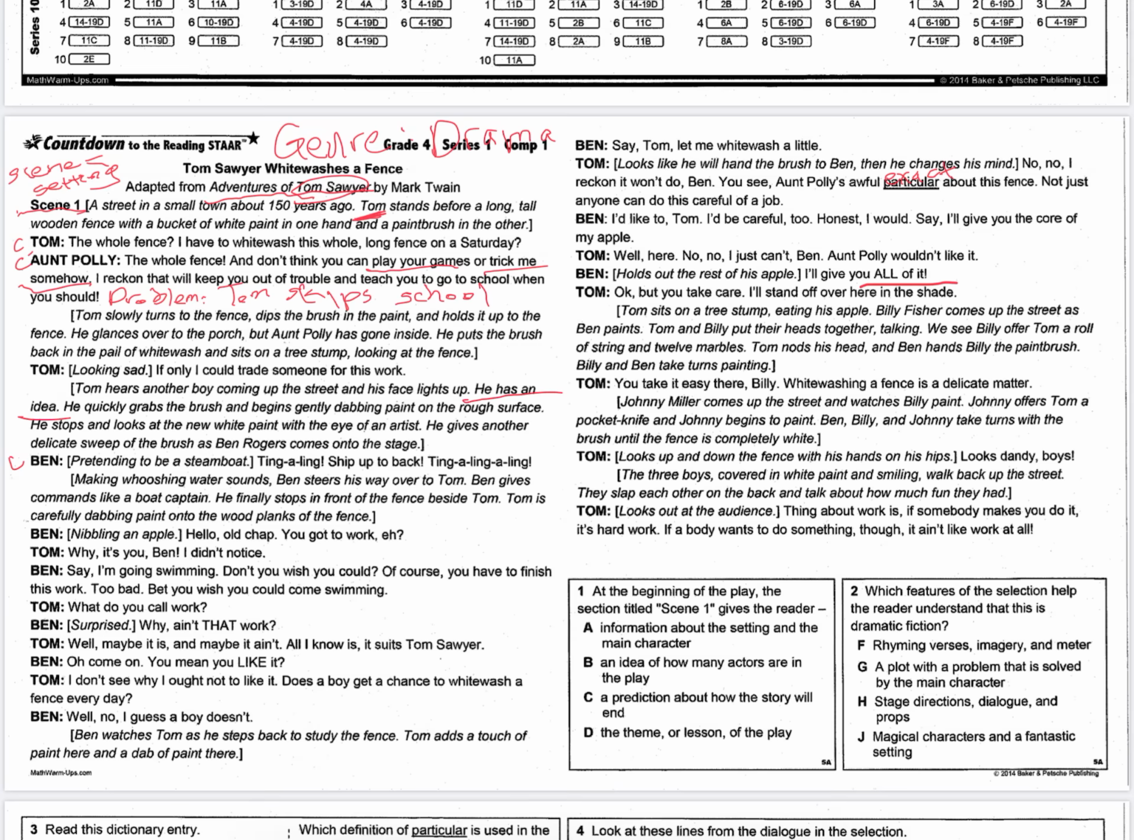Billy Fisher comes up the street as Ben paints. Tom and Billy put their heads together talking. We see Billy offer Tom a roll of string and 12 marbles. Tom nods his head, and Ben hands Billy the paintbrush. Billy and Ben take turns painting.